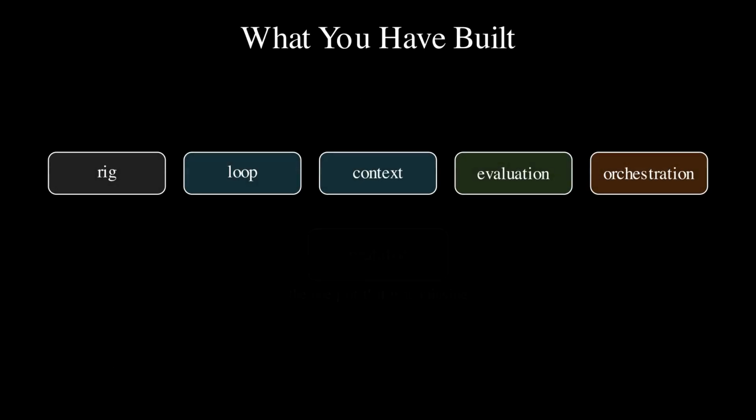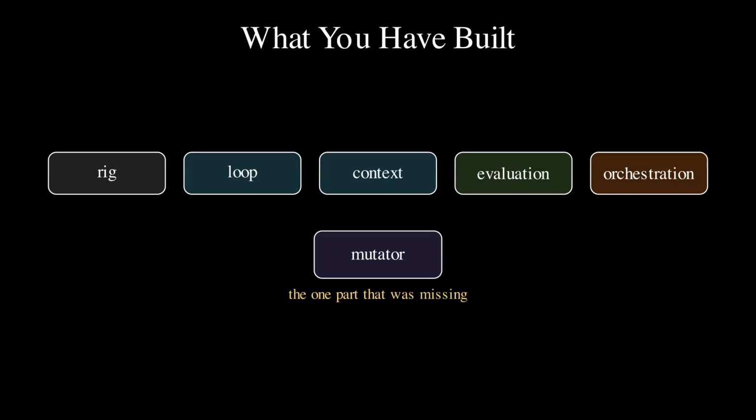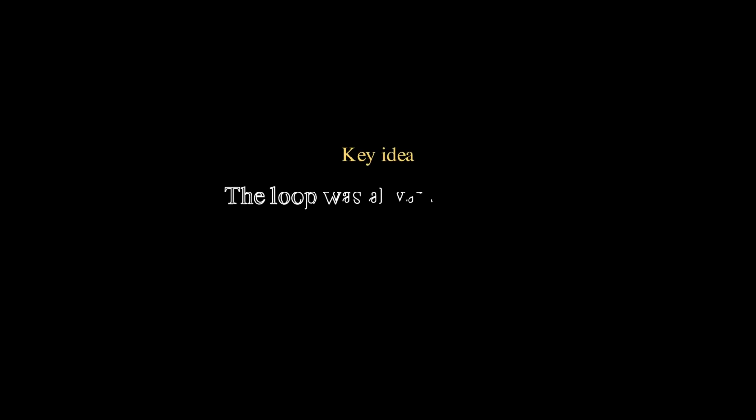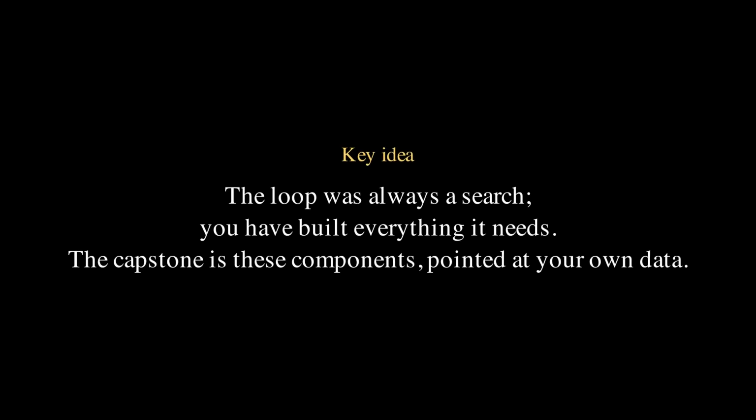The chapters of this series form a single argument. A researcher who can operate a rig, build a loop, engineer context, evaluate honestly, and orchestrate reliably has already assembled every component of an evolutionary search. The mutation operator of this video is the one part that was missing, and even it reuses the proposer, the harness, and the orchestration that came before. So the capstone is not a new topic. It is these components finally pointed at your own research problem, and the model they evolve is a model of your own data. The loop was always a search. You have built everything it needs. All that remains is to run it.